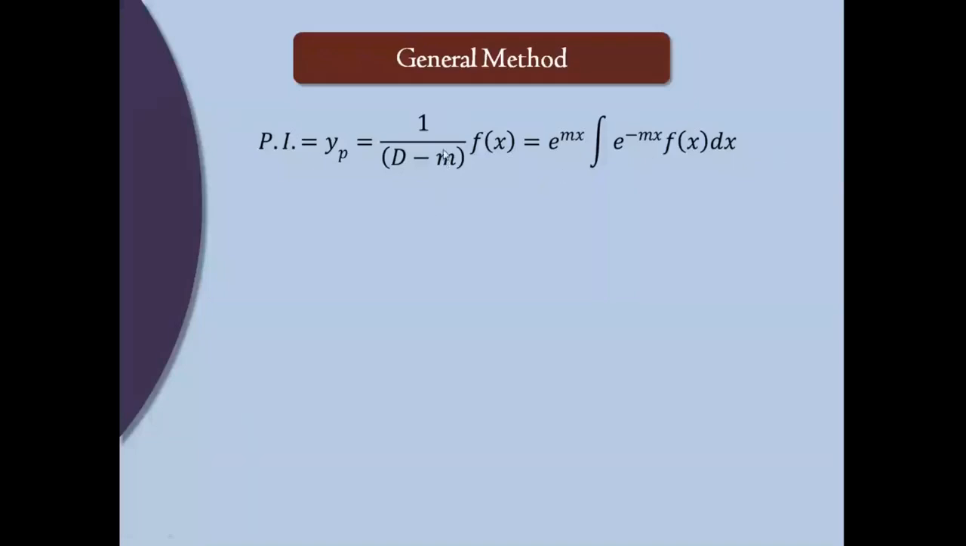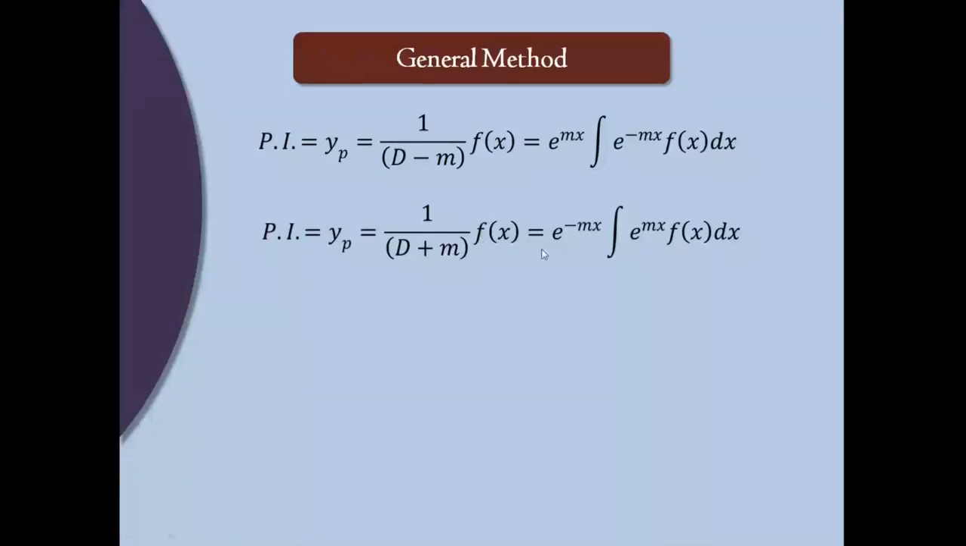But it may happen that instead of minus m, we have plus m. Then what to do? For that we have the next formula, 1 upon D plus m f of x. Wherever m is there, replace it by minus m. Minus minus becomes plus m. So 1 upon D plus m f of x is equal to e raised to minus mx integral e raised to mx f of x dx. Then solving this integration, we get the solution. If you remember this single formula, we can easily get the next formula.